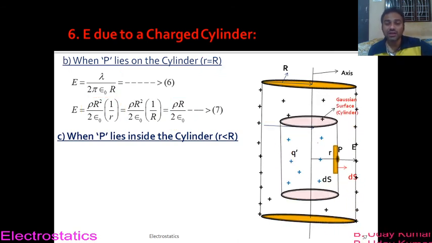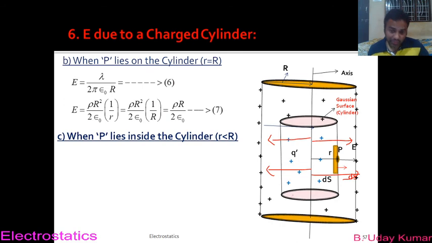So now let us assume that the point P is present inside the cylinder. The Gaussian cylinder is going to be present inside the real cylinder, which is the charged cylinder. Now try to understand it. You know what Gauss theorem is: the total electric flux coming out of this Gaussian cylinder is equal to 1 by epsilon 0 times the charge enclosed by it. The electric lines of force will be coming out like this, but whatever electric lines of force come out are due to the charge that is present inside it only.